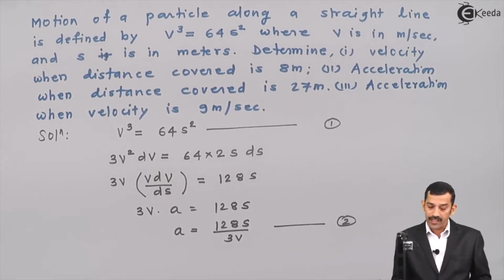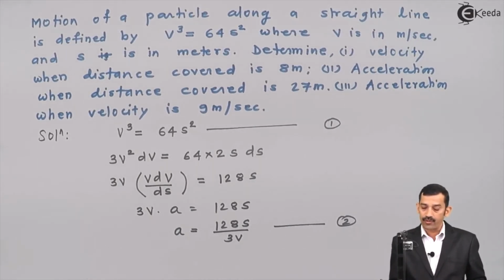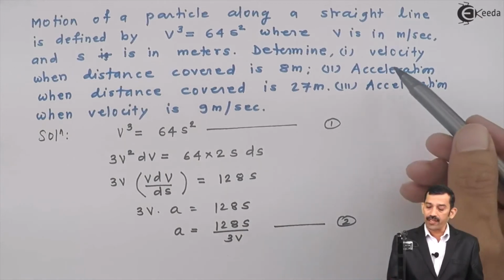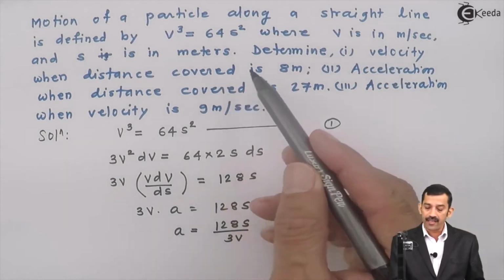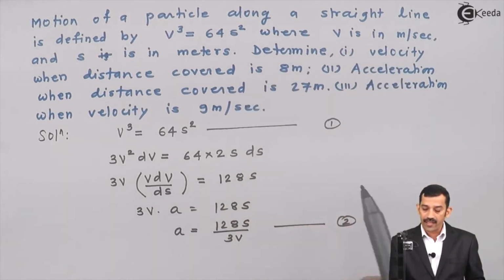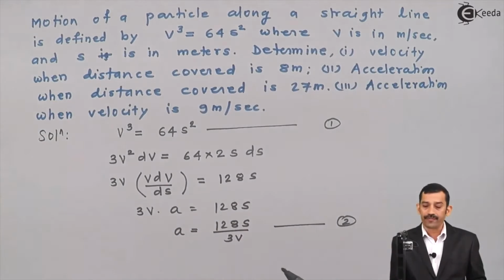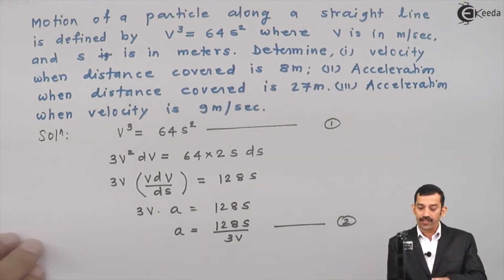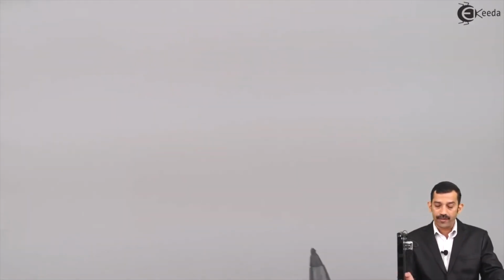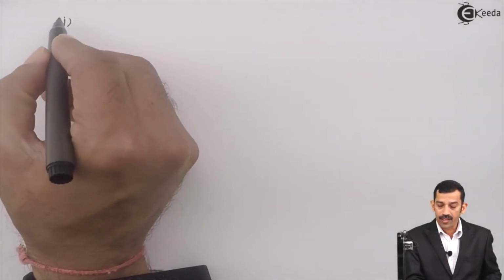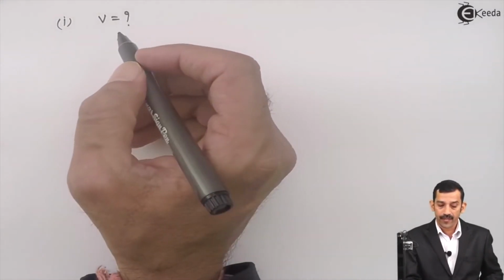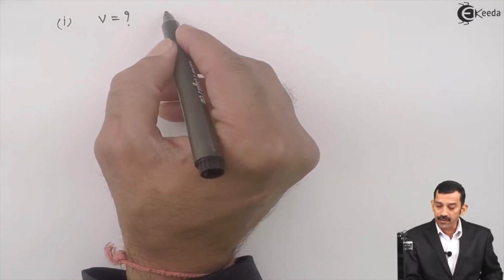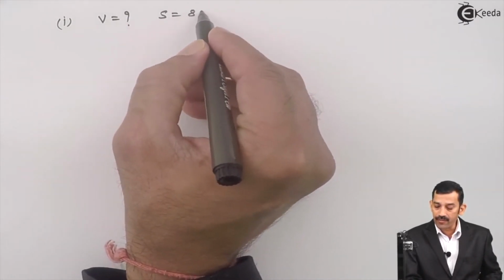Now once you get this equation number 2, you will easily get the solution of the problem. Determine number 1, velocity when distance covered is 8 meters. Velocity and distance covered are in equation number 1. Therefore, to solve the first part, number 1, what is asked in the problem? You have to find the velocity when distance covered, s, equals 8 meters.